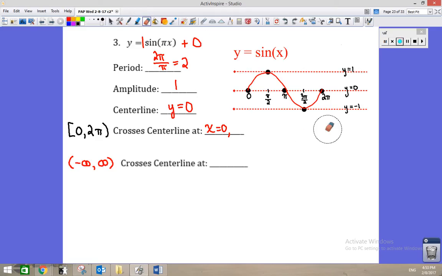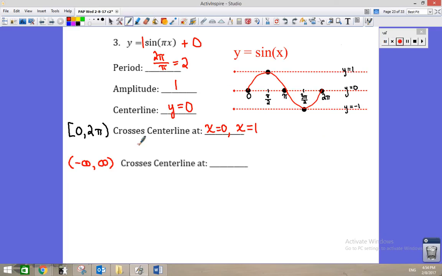If we allow this pi times x to equal pi, if we replace pi times x with pi, x is equal to 1. So I know now that each interval of 1, you're going to be on the center line.